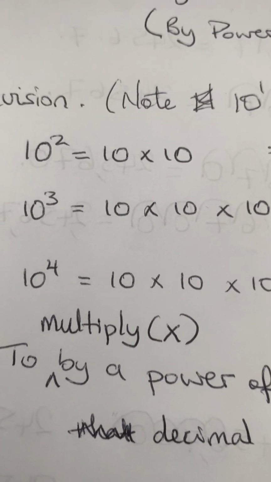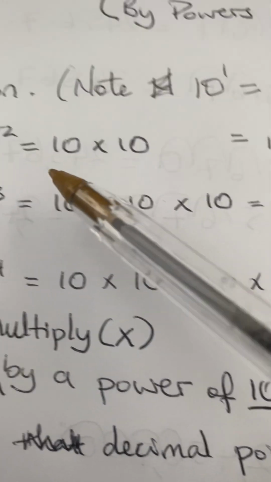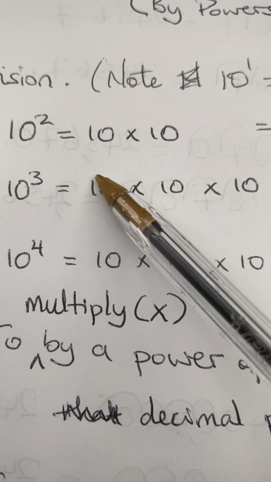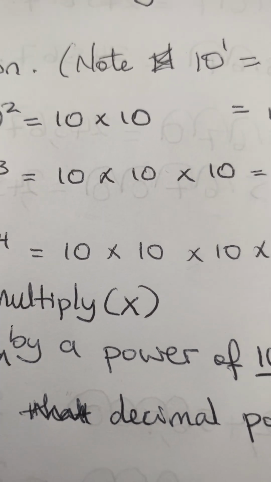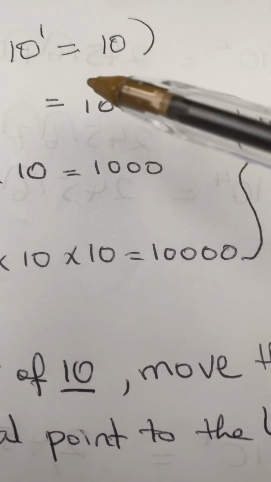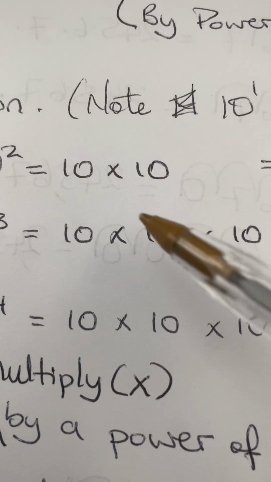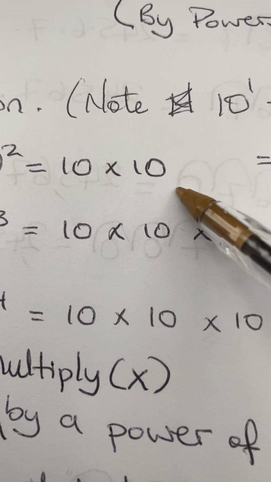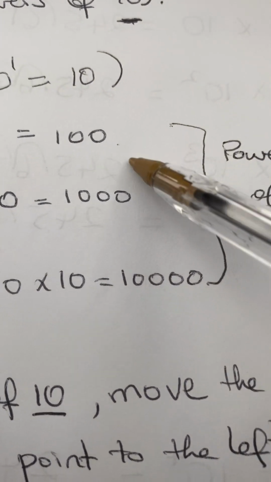So now, let's do a bit of revision. 10 to the power 2 is the same as 10 times 10, twice. Now, 10 times 10 is 100. How did we get that? There are 2 zeros here, so we have 1, and then we add the 2 zeros. Okay.